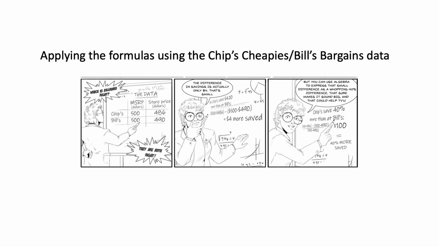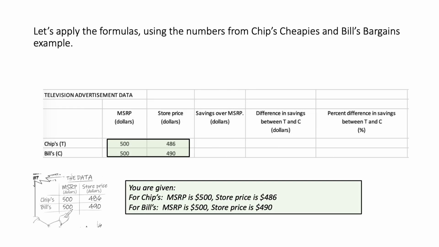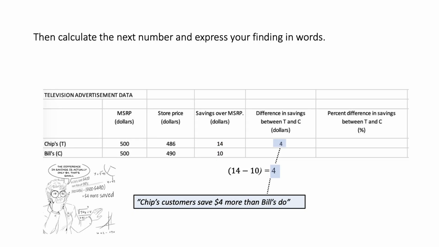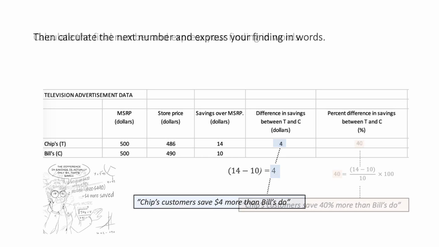With that in mind, let's apply the formulas to the Chips Cheapies Bill's Bargains data. The 4 numbers that you are given are for Chips, the MSRP is $500, and in this example, the store price is $486. For Bill's, same MSRP with a store price of $490. Calculate the first 2 numbers using the formulas, and you do a set of subtractions. Chips customers save $14 and Bill's customers save $10. You then calculate the difference in savings between the 2 groups, and that's $4. Chips customers save $4 more than Bill's do.